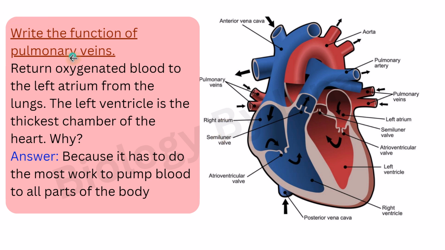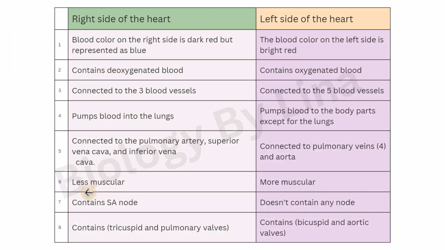Okay, what is the main function of the pulmonary veins? Here are the pulmonary veins. They return the oxygenated blood to the left atrium from the lungs. And the left ventricle is the thickest chamber, as we said before. Why? Because it has to do most of the work and pump blood to all parts of the body.